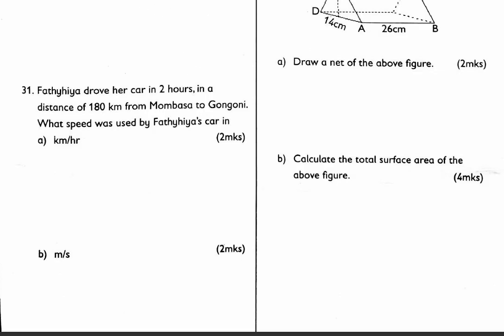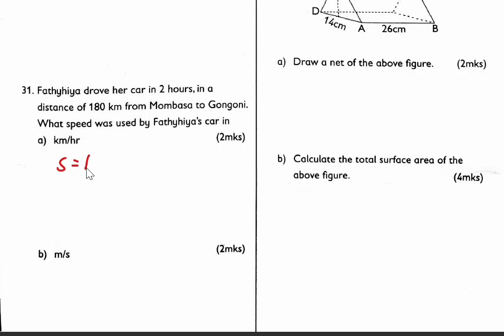So we're going to start with number 31. It says, Fadhia drove her car in 2 hours, so this is the time, a distance of 180 kilometers from Mombasa to Gongoni. What speed was used by Fadhia's car in part A, kilometers per hour, and part B, meters per second?